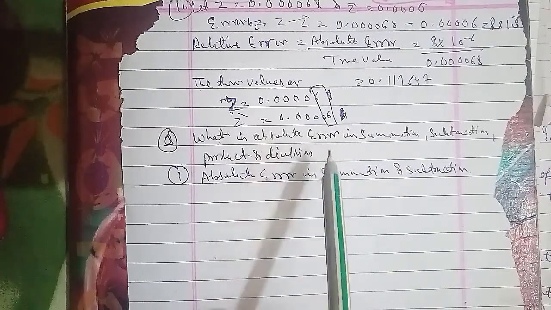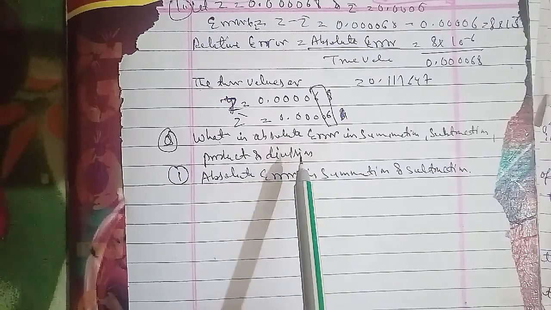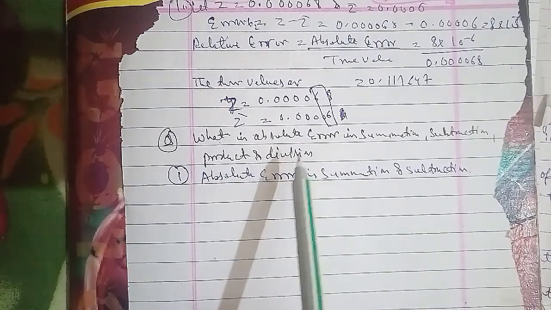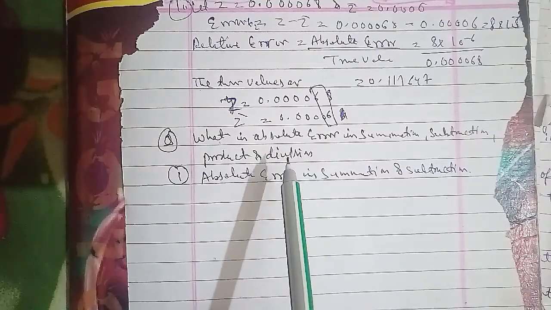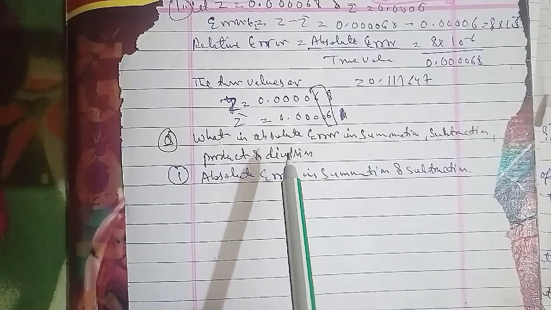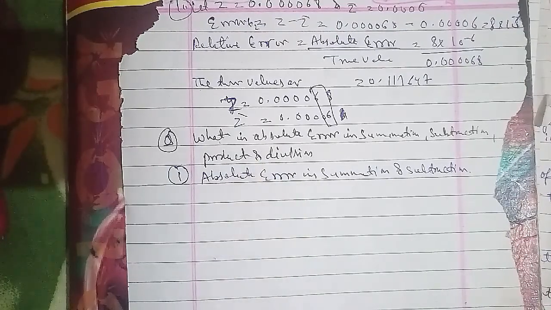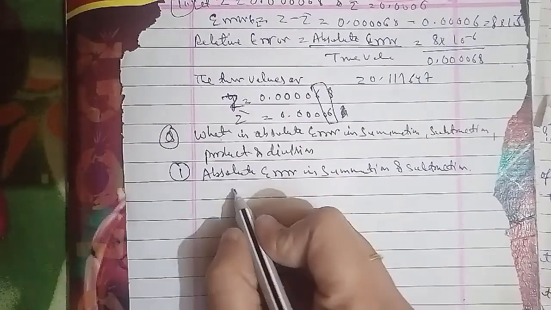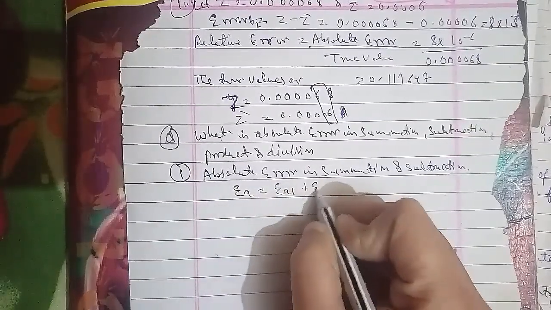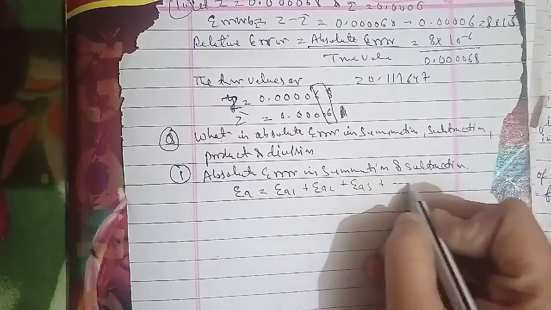Error in product. In absolute error in product, let there be two numbers with actual values of a and b, and let the absolute error in a be EA1, and in b be EA2. Then the absolute error in the product, EA, is given as EA equals a EA2 plus b EA1.